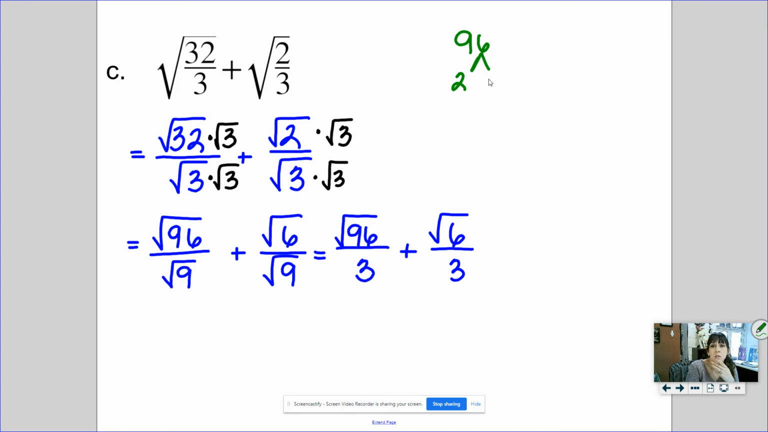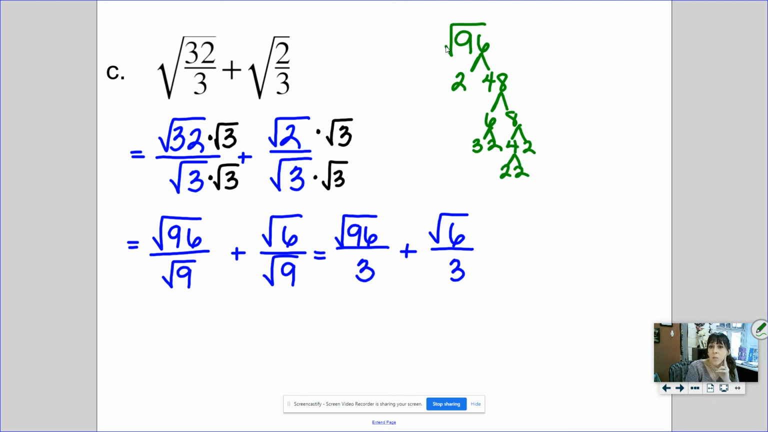96 is 2 times what? Oh my gosh, I'm having a brain fart here. 48? Yeah, 2 times 48. 48 is 6 times 8. 6 is 3 times 2. 4 times 2, 2 times, okay, there we go.